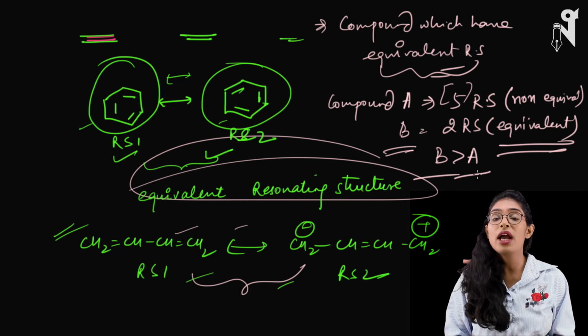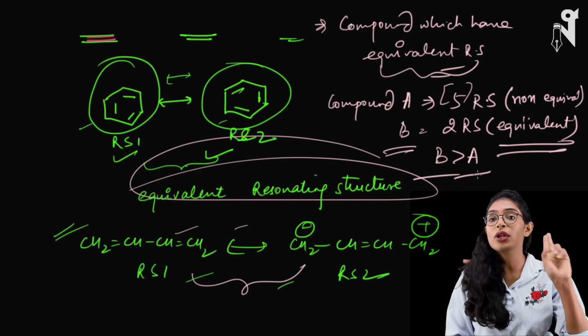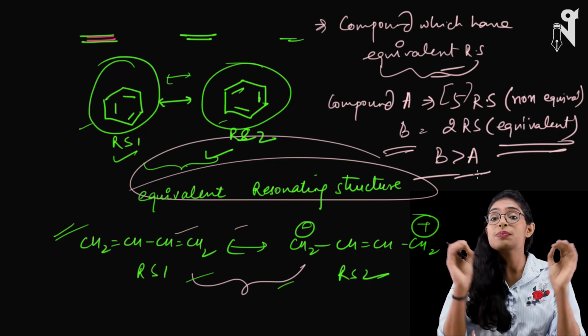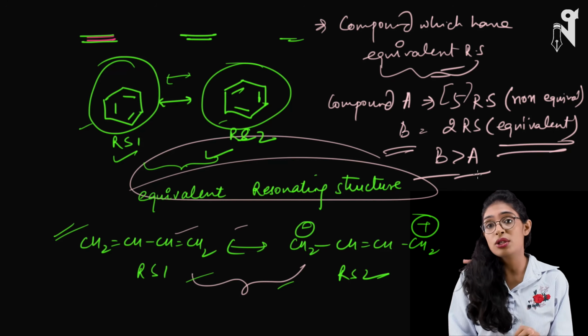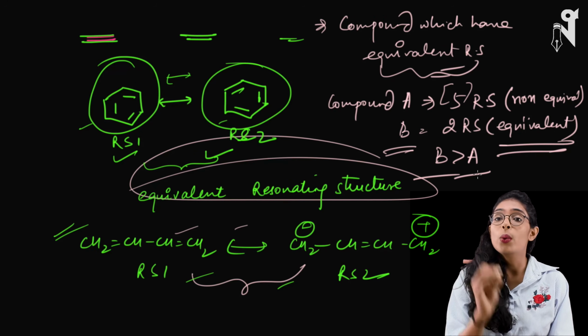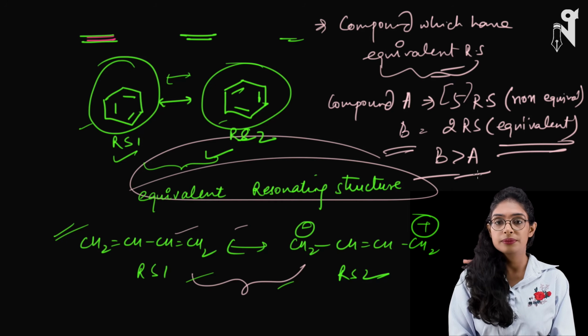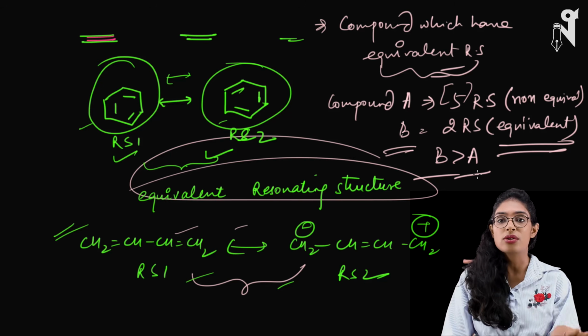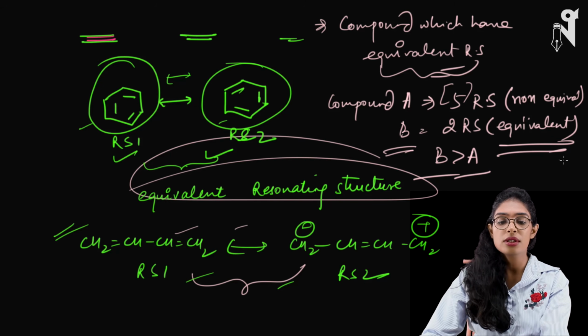Now, when we have to compare 2 compounds, one having non-equivalent resonating structures and one having equivalent resonating structures, irrespective of the number of resonating structures, the molecule having equivalent RS will be the most stable one. Okay, so I hope you have got what equivalent resonating structures and non-equivalent resonating structures are.